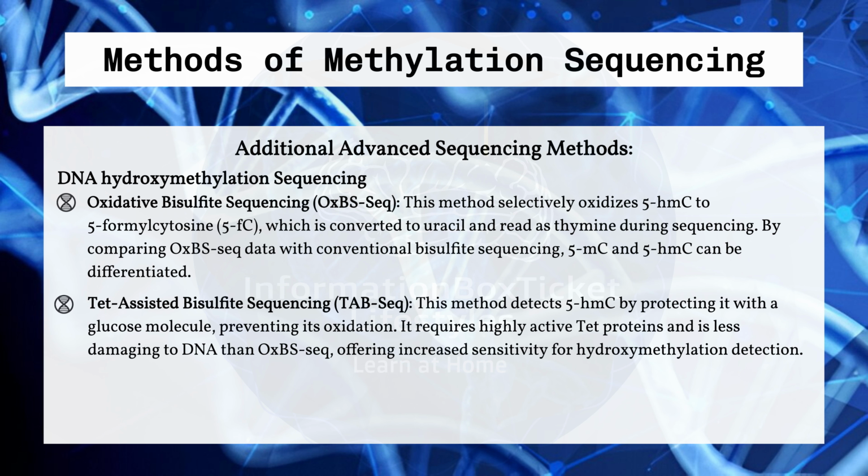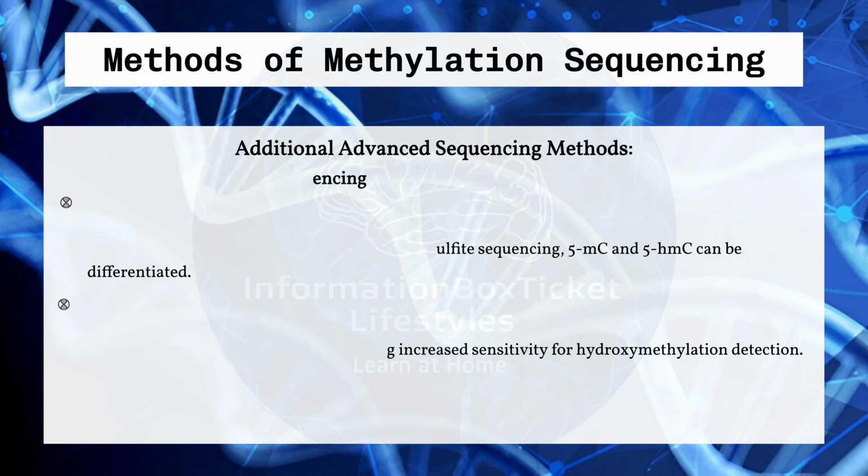TET-assisted bisulfite sequencing, TAB-seq. This method detects 5-hmC by protecting it with a glucose molecule, preventing its oxidation. It requires highly active TET proteins and is less damaging to DNA than OxBS-seq, offering increased sensitivity for hydroxymethylation detection.